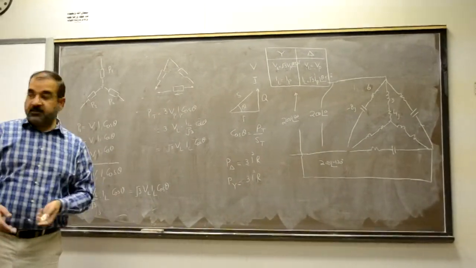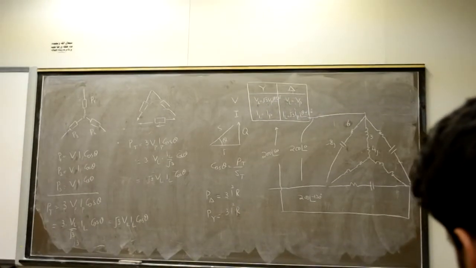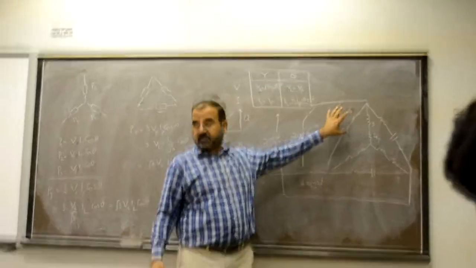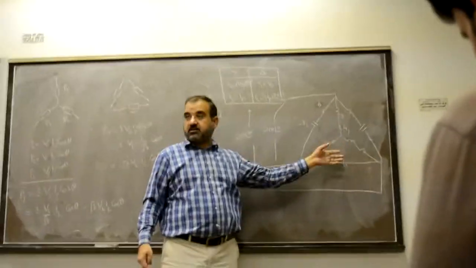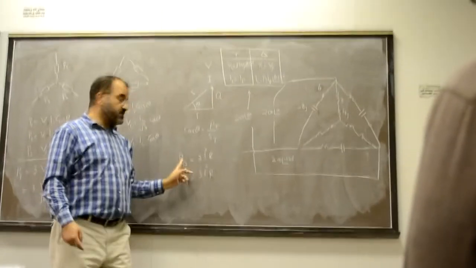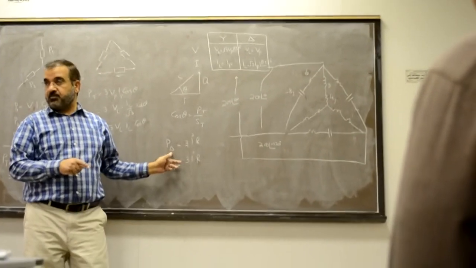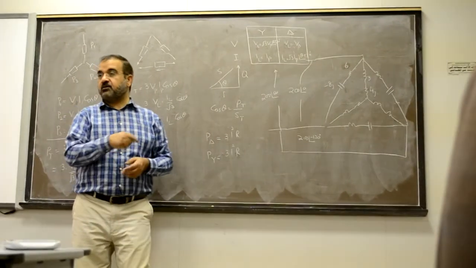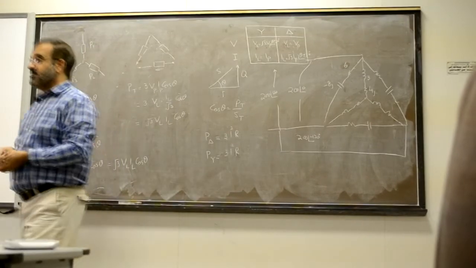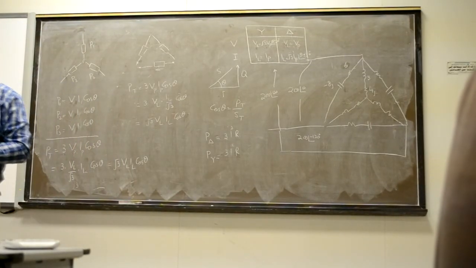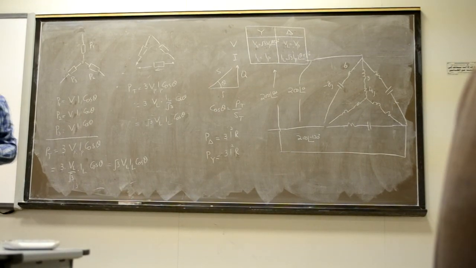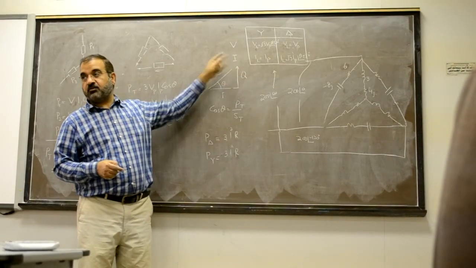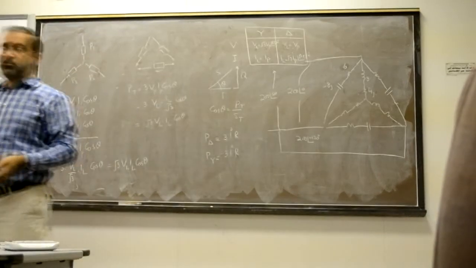Similarly, if I ask you Q, Q is consumed only in reactances. So for Q, calculate separately for delta and separately for Y, and then add them together, and it will give you Q. Do you understand what I am saying? Yes. S, how will you find it? If you know P and you know Q, just add them as a complex number and you will get S. P plus jQ will give you S.